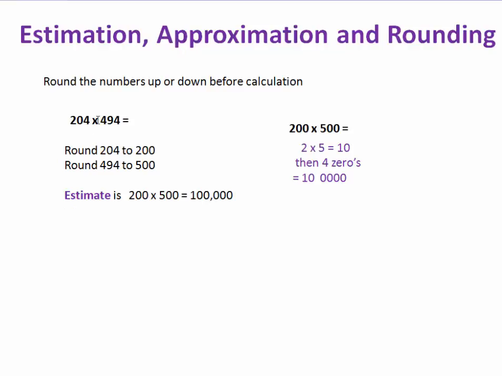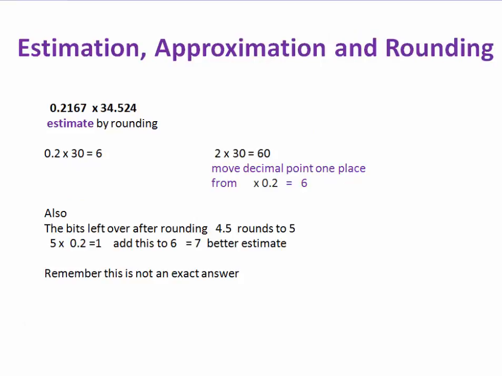204, that's roughly 200. 494, that's roughly 500. Multiply 200 by 500, we get 100,000. So the estimate of these two numbers multiplied together is 100,000. While we're on the subject, let's just see how we multiply 200 by 500 quickly. So first of all, multiply the 2 by the 5, we get 10, and then there's 1, 2, 3, 4 zeros after the 10. So 10 and 4 zeros, 100,000.